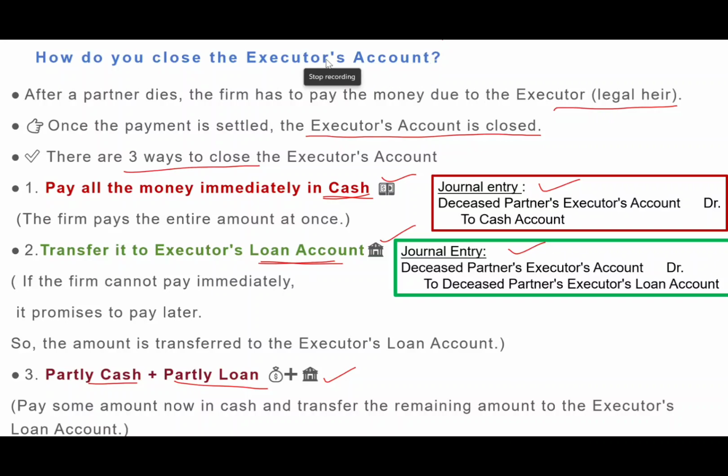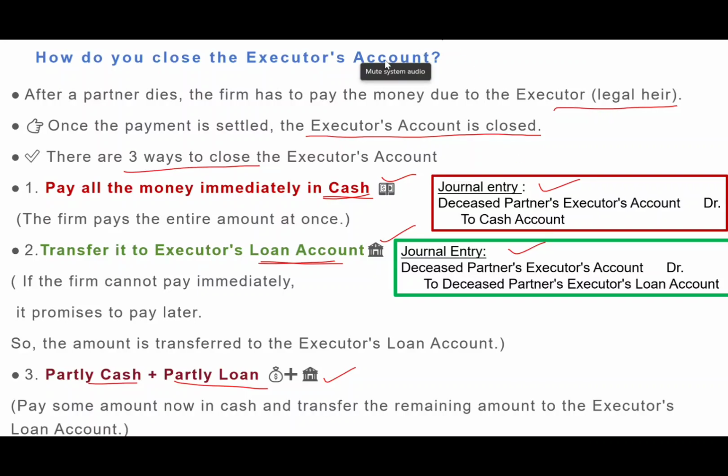So in the exam, it can be asked to prepare the partner's capital account or the executor's account. The format remains the same. The entries that have to be made in both the accounts will remain the same. The difference here is in the closing and the opening balances. And the method of calculating the various adjustments in the account has already been explained in the previous video. Kindly refer to the video for the calculations.